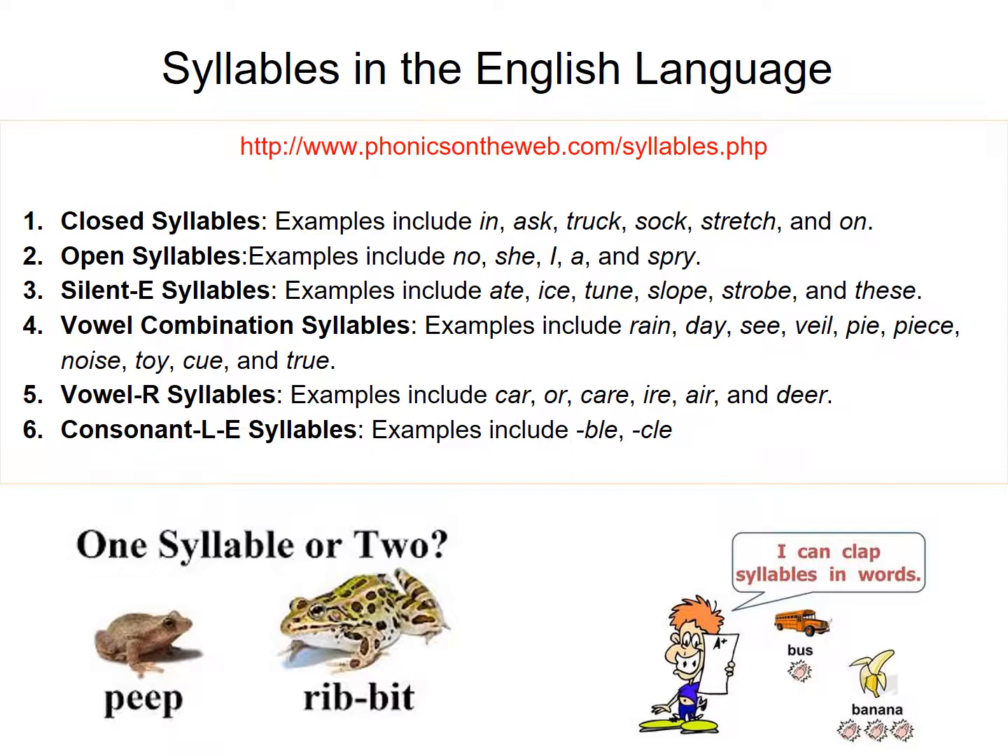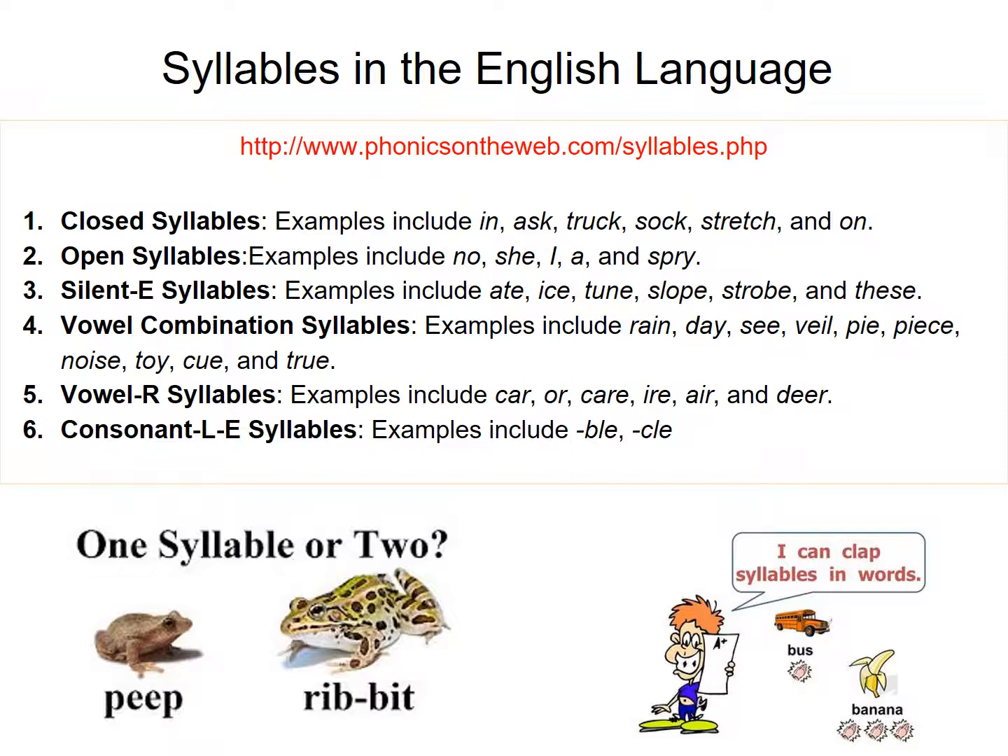4. Vowel combination syllables. They have a cluster of 2 or 3 vowels or a vowel consonant unit with a sound or sounds particular to that unit. For example, rain, day, sea, bell, pie, peace, noise, toy, cue, and true.